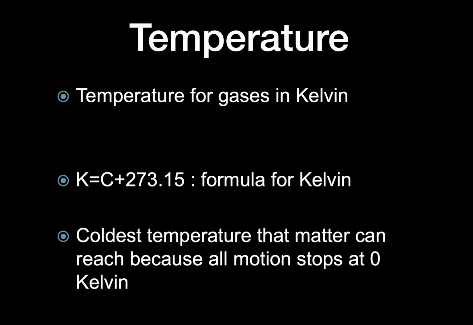Okay, so we measure the temperature for gases in Kelvin, and here is the formula for Kelvin. K equals C plus 273.15. When we do calculations later this unit, we're just going to use 273. And the coldest temperature that matter can reach, because all motion stops, is at 0 Kelvin.